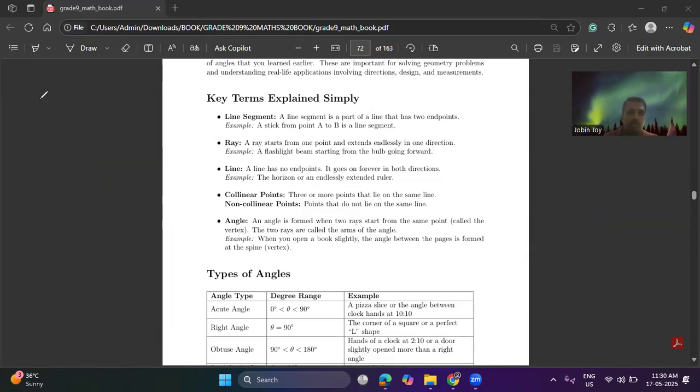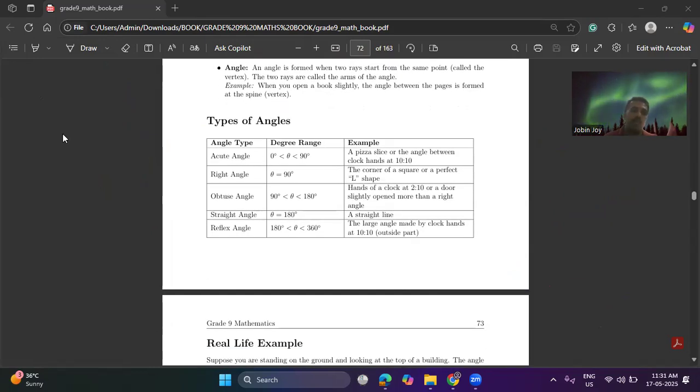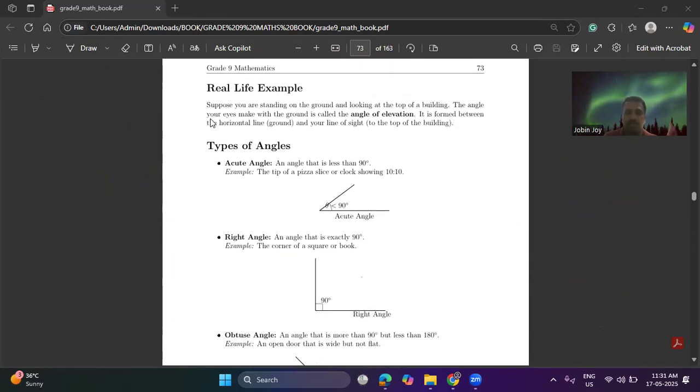Next, we will deal with the different types of angles. There are different types of angles such as acute angle, right angle, obtuse angle, straight angle, and reflex angle. I will show you one by one with the help of an image, so it will be very clear.